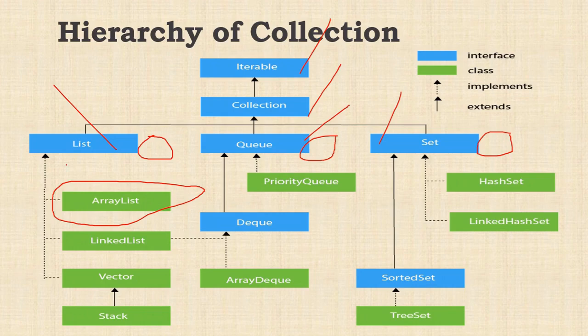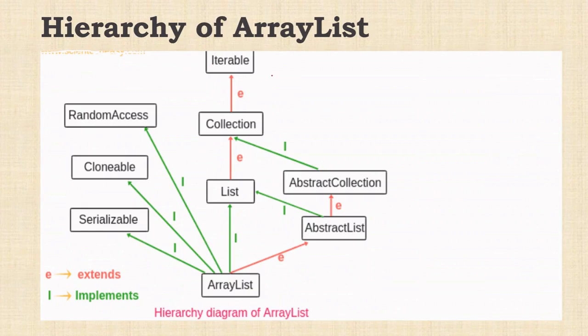If you see the hierarchy of List, ArrayList implements the List interface, LinkedList implements the List interface, Vector also implements the List interface, and Stack also. These are the hierarchy, but we are going to concentrate on ArrayList in this tutorial. Just now we saw Iterable is the root interface and Collection extends this root interface. List is also an interface which extends the Collection interface, and ArrayList implements the List interface.